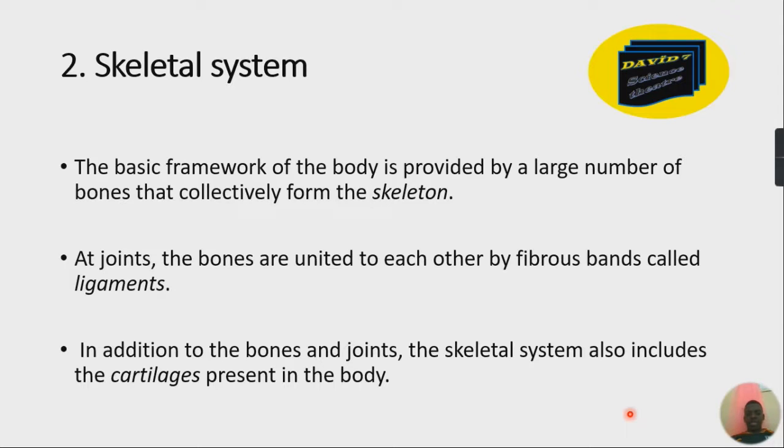2 is the skeletal system. The basic framework of the body is provided by a large number of bones that collectively form the skeleton. At joints, the bones are united to each other by fibrous bands which we call ligaments. And in addition to the bones and joints, the skeletal system also includes the cartilages. These are present in the entire body.